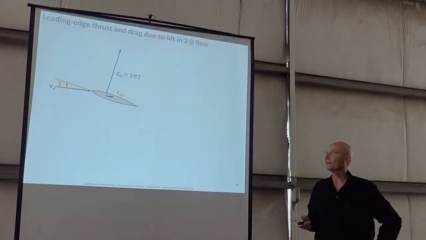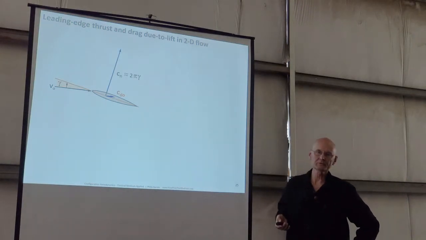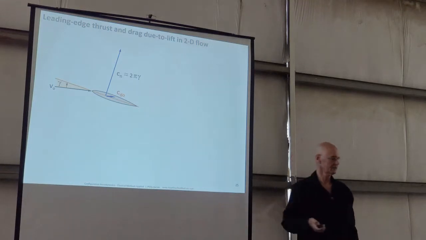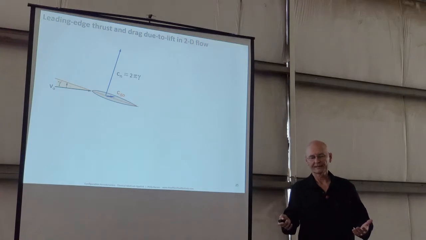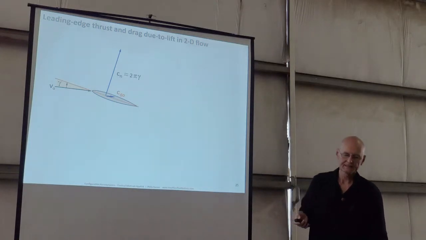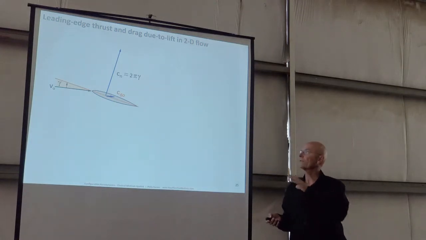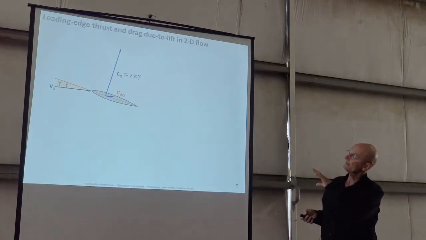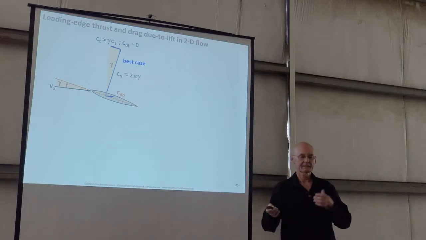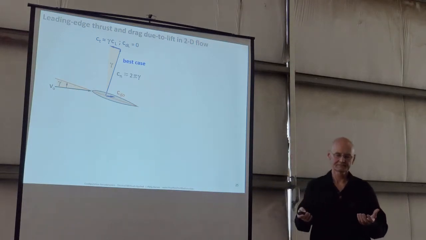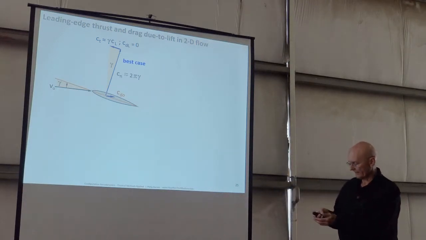Whether the airfoil is thick or thin, it's going to generate a normal force, which is typically called CN, the normal force coefficient, which in low speed flight will be 2 pi times gamma. Now it doesn't matter whether we're thick or thin, we're going to get that normal force that you see like that. Now, if the airfoil is a perfect airfoil, in other words, a relatively thick airfoil, it's going to generate a leading edge thrust.